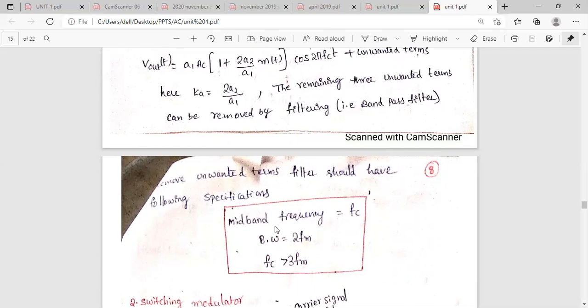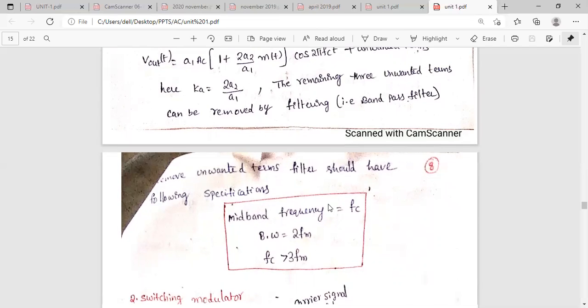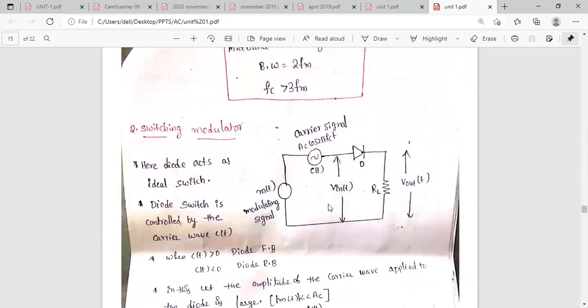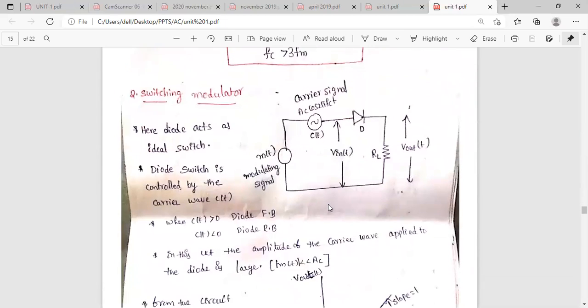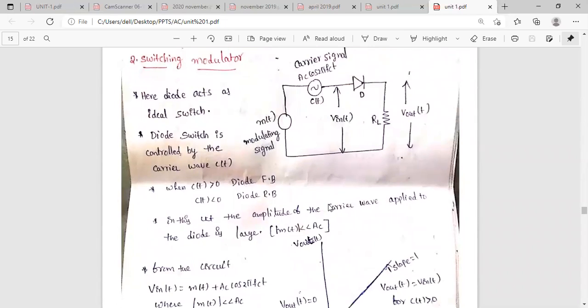Okay, so this is a square law modulator. And after that we have a switching modulator. So here we are considering a simple diode, which acts as a switch. And also we are considering a modulating signal and a carrier signal.